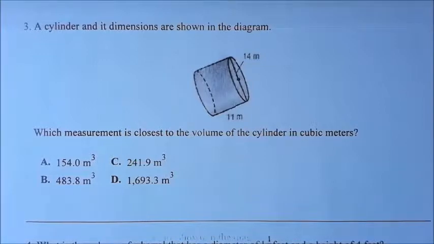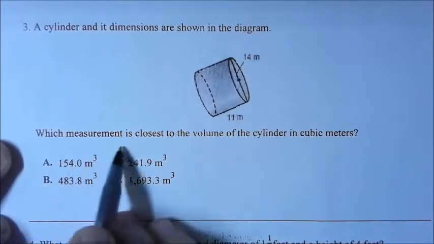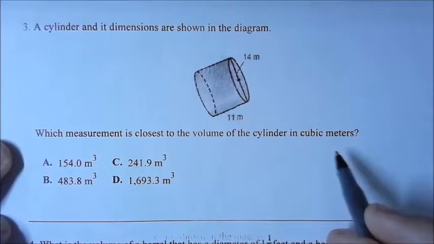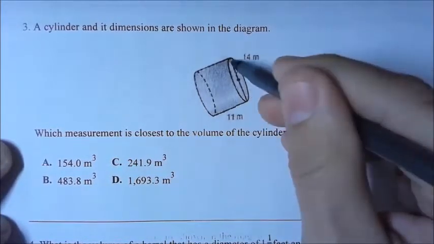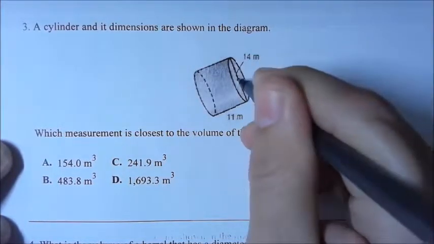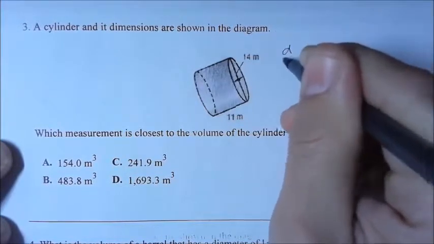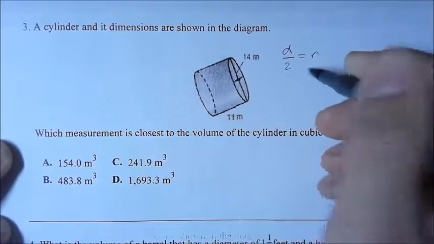Okay, problem number 3. It says a cylinder and its dimensions are shown in the diagram. Which measurement is closest to the volume of the cylinder in cubic meters? So what we have to do is look at this and ask, what does it give us right here? If you look right here, it's a whole line, and we just want half of that line. So we need to say this is the diameter, and the diameter divided by 2 gives us r, which is what we want.